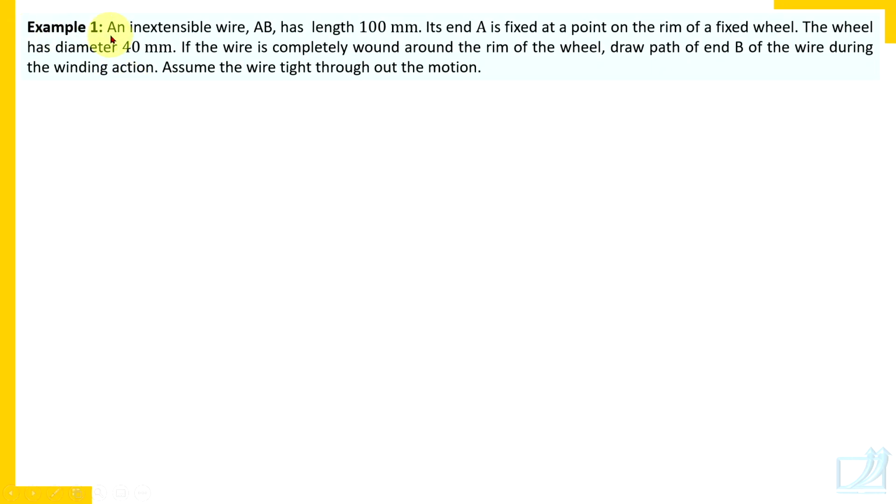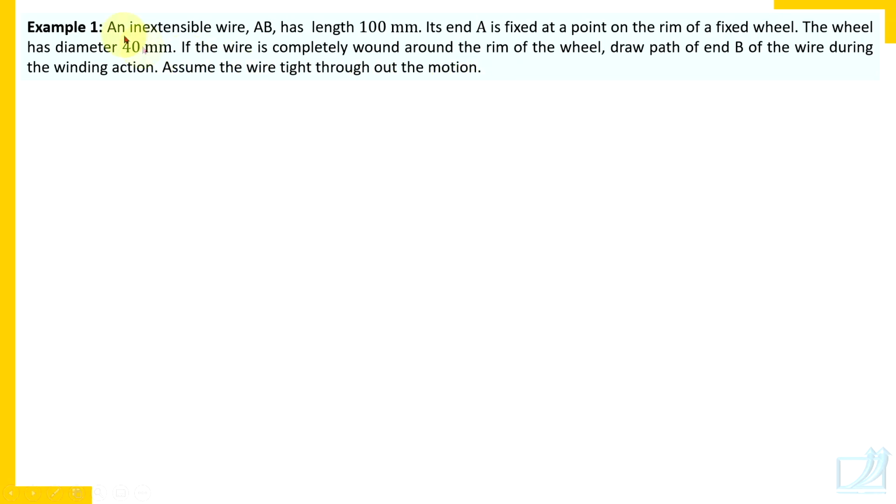Read this example. An inextensible wire AB has length 100 mm. Its end A is fixed at a point on the rim of a fixed wheel. The wheel has diameter 40 mm. If the wire is completely wound around the rim of the wheel, draw the path of end B of the wire during the winding action. Assume the wire is tight throughout the motion. So throughout the motion there is tension in the wire.